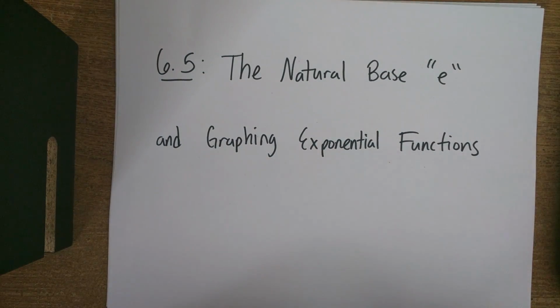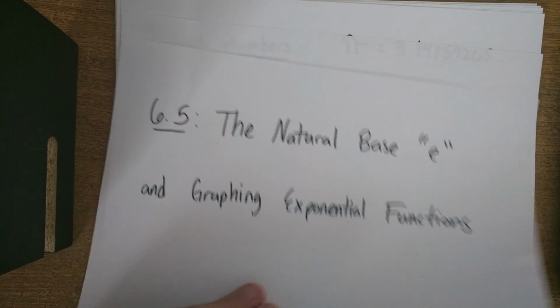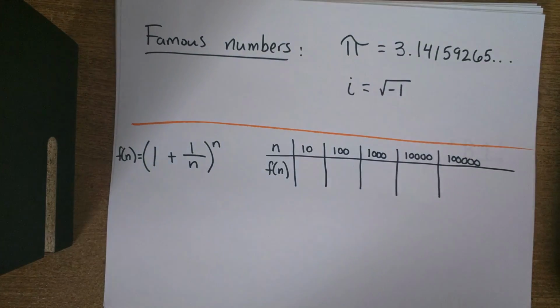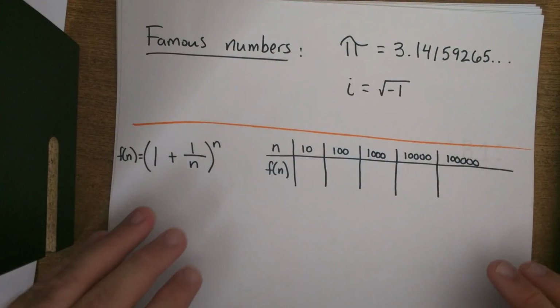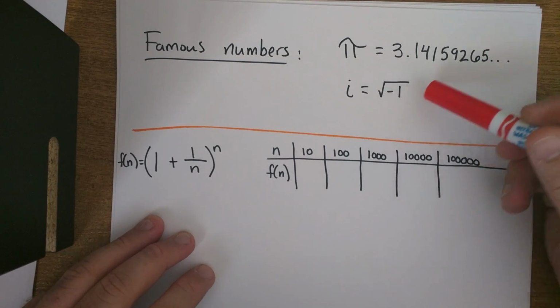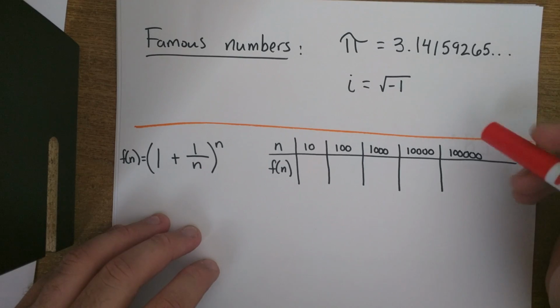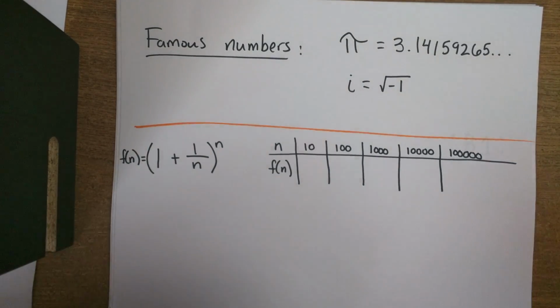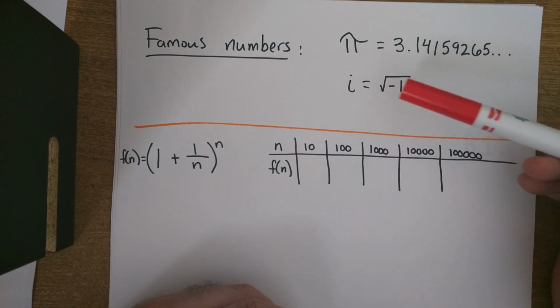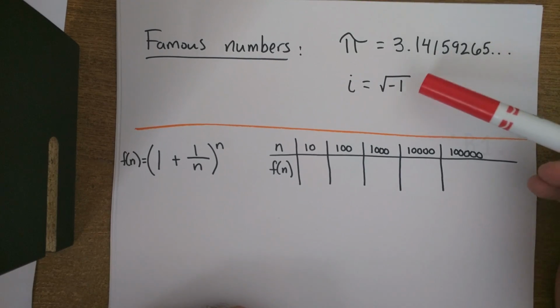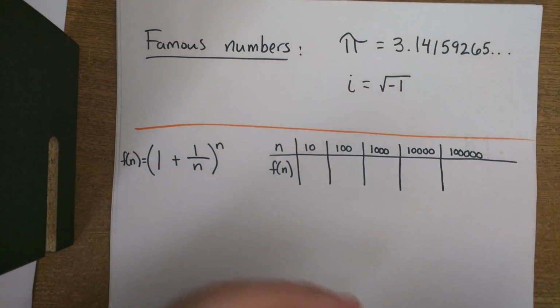Let's go ahead and start 6.5, the natural base e and graphing exponential functions. You know about the famous numbers pi and i. Pi obviously is the most famous number you've ever seen, 3.14159265, and it goes on forever. And you also know about i. i is the square root of -1. We learned that earlier this year.